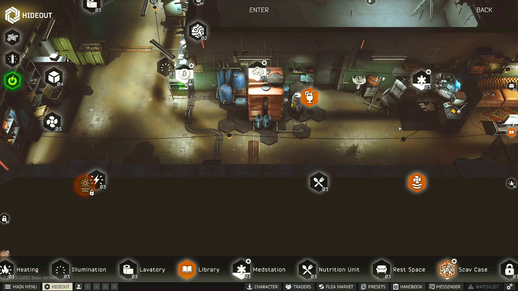But hopefully this guide was helpful to you guys and did give you a little bit more insight in terms of how to get more flea market slots and rank up your flea market rating, which in turn will make your life easier.